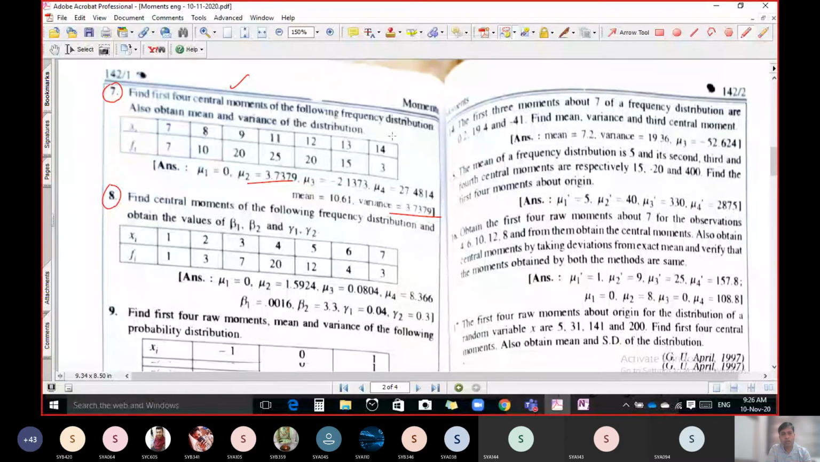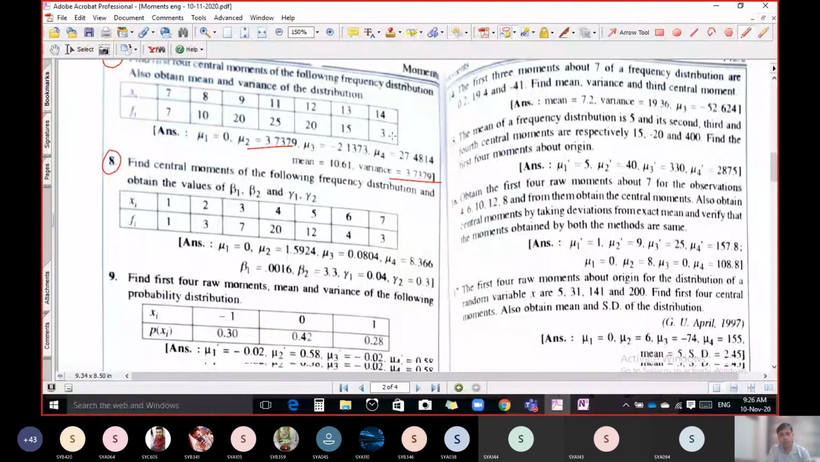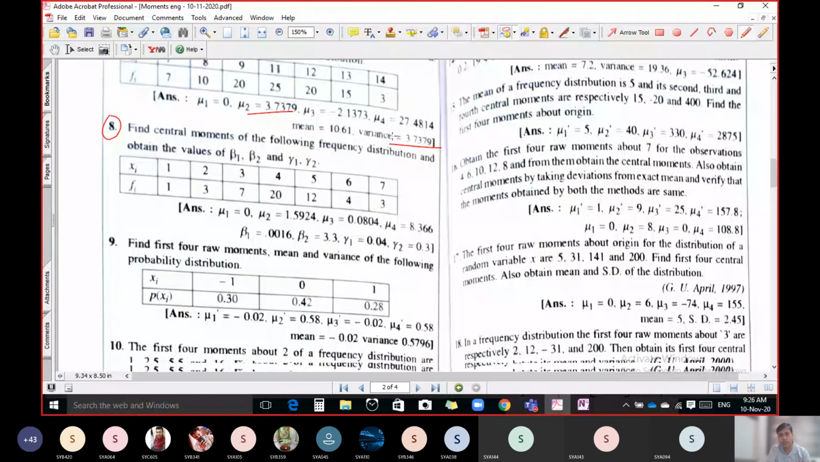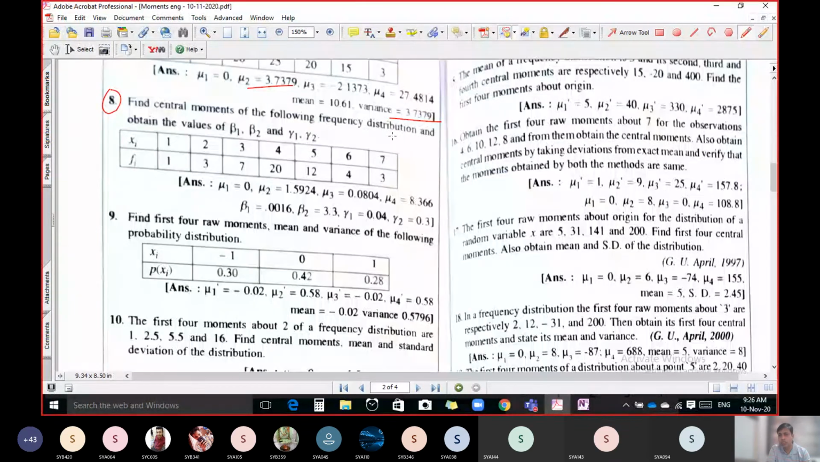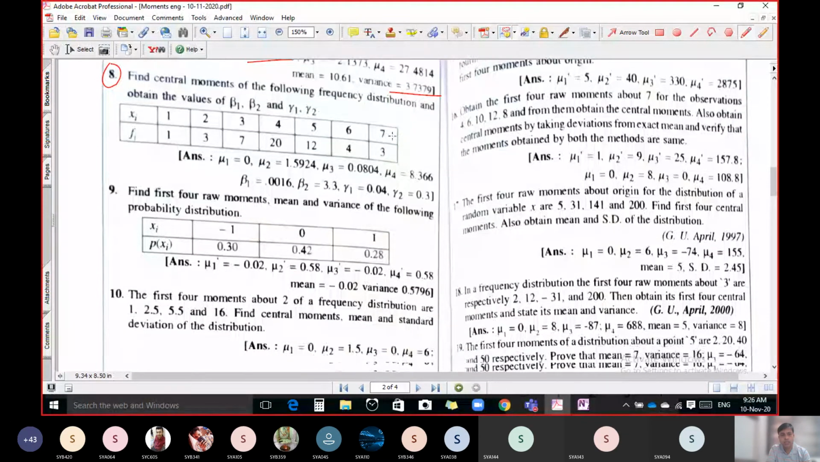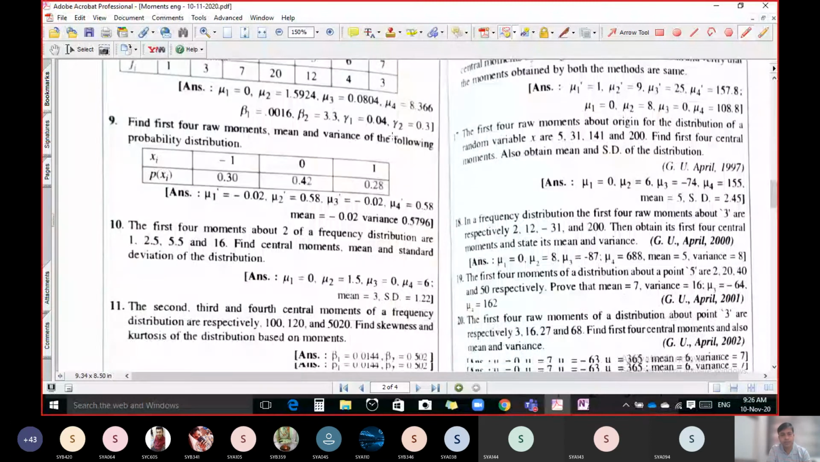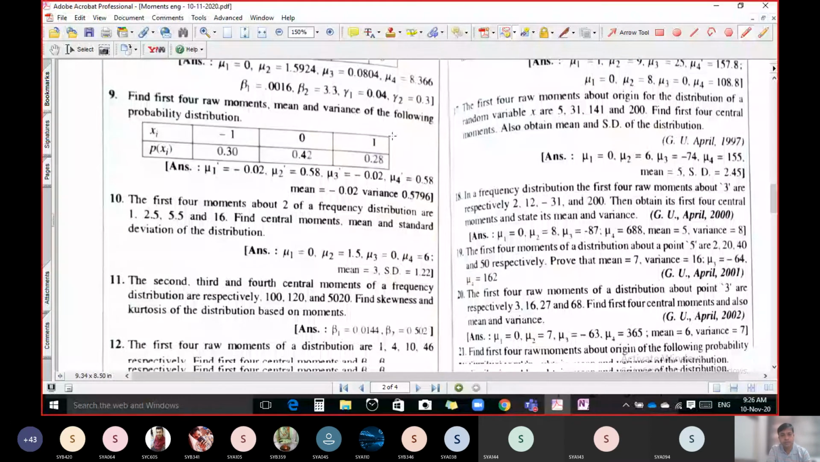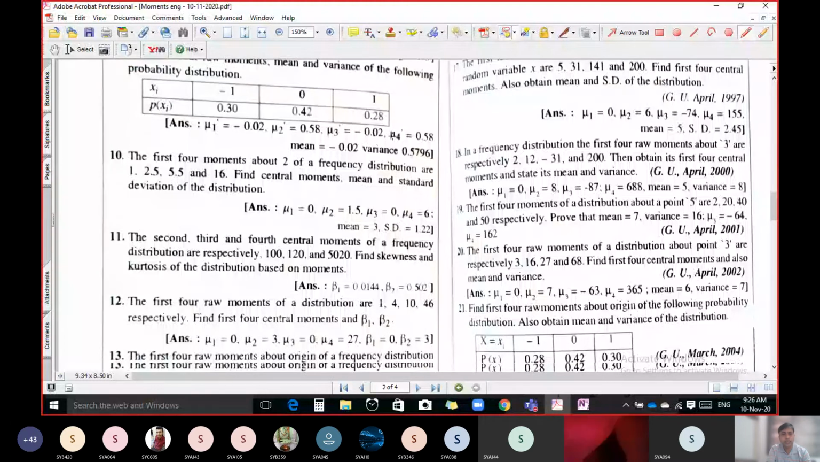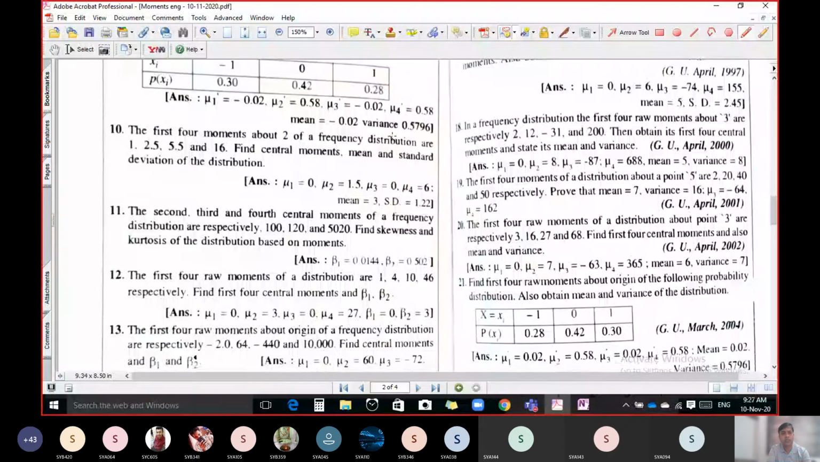So it is not difficult. Almost all other questions are the same as this. Let us do one more question. Question number 11. The second, third and fourth central moments of a frequency distribution are given.